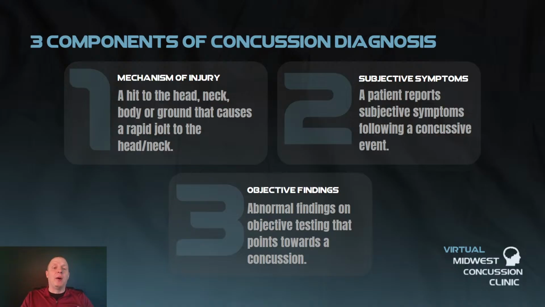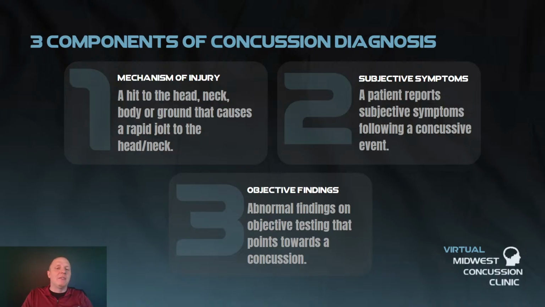And we start talking about what the mechanism of injury is. It's a hit to the head, neck, body, or ground that causes a jolting to the brain itself. You don't necessarily have to get hit in the head. If I'm playing ice hockey and I'm skating and somebody checks me and all of a sudden I get that whiplash motion, that whiplash will cause the shearing forces to occur inside the brain itself, taking those neurons and breaking those electrical signals.